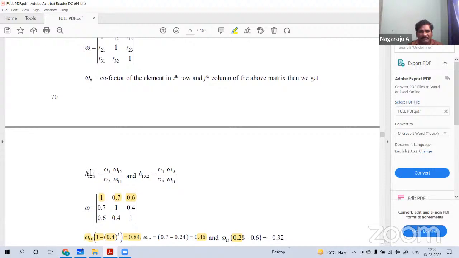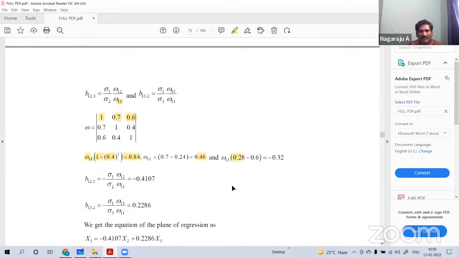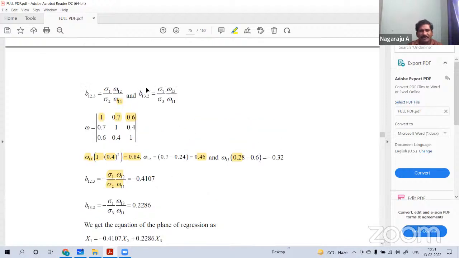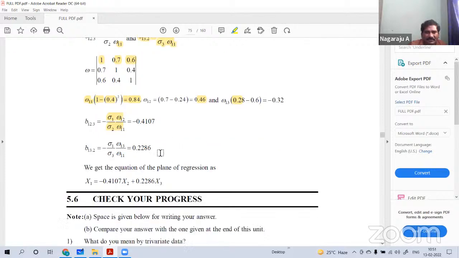So B12 means what is that? Sigma 1, W12 by sigma 2, W11. W11, W12, W13 values we have, and sigma 1, sigma 2, sigma 3 values we have. Just substitute, and I got it. This is called the coefficient of regression. Similarly, the B13 formula: how much? It is sigma 1 by sigma 3, W13 by W11. Only W11, W13 we have, directly I will substitute here. So we get the regression coefficient.